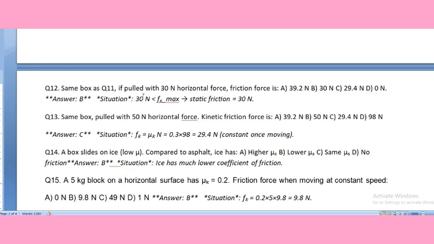Question number 12. Same box as question 11 above. If pulled with a 13 Newton horizontal force, the frictional force is: choice A, 39.2 Newton; choice B, 13 Newton; choice C, 29.4 Newton; choice D, 0 Newton. From the given situation, the maximum force of friction is the force of static friction, which is equal to 13 Newtons.